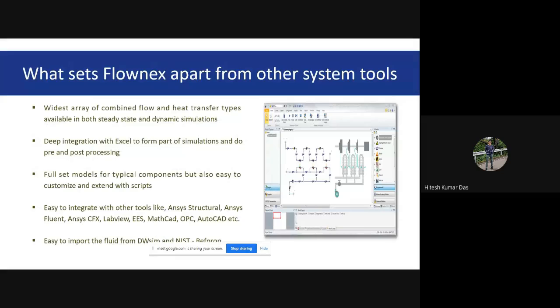Next, what sets Flownex apart from other tools? It has the widest array of combined flow and heat transfer types. All types of heat transfer, meaning conduction, convection, radiation, are available here. You can easily integrate with Excel to simulate and do pre and post simulation. You can easily integrate with other tools such as ANSYS Structural, ANSYS Fluent, ANSYS CFX, LabVIEW, MathCAD, OPC, AutoCAD, etc. And you can import your own fluid from NIST and the NIST reference prop.